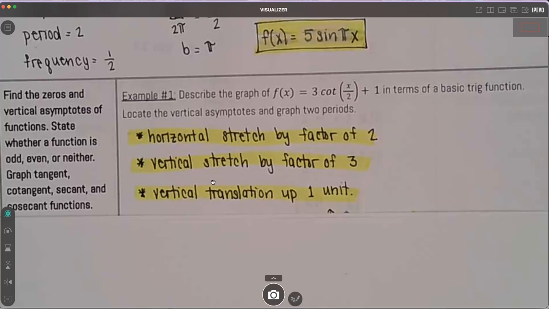How do you find the asymptotes? Well, you know where the asymptotes in the cotangent are, right? Do you remember the graph of cotangent? The basic graph of cotangent? It's the black one. Okay, yeah. Actually, the black ones are right. The red ones are incorrect. That's tangent. Cotangent goes the other way.